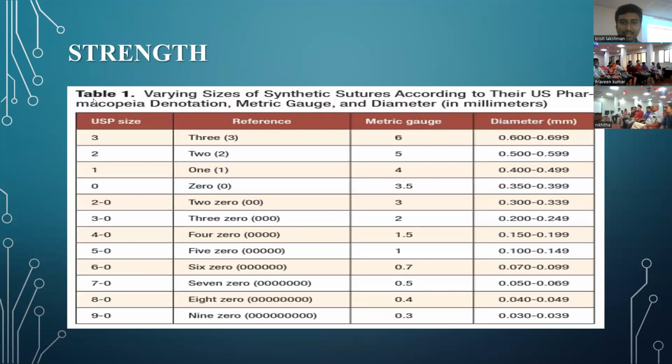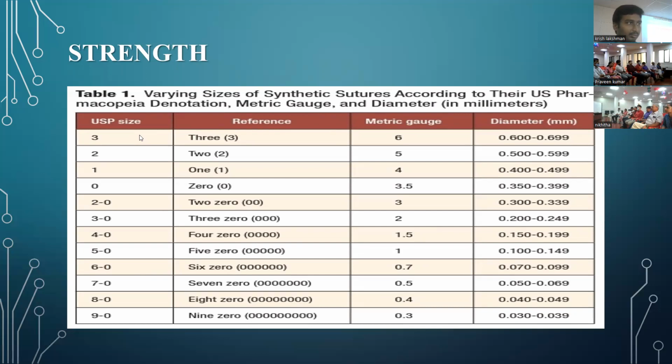As sir explained, it is measured in US Pharmacopoeia denotation. It has 0 as the base, and above 0 the diameter increases, and below 0, that is 2-0, 3-0, up to 9-0, the diameter decreases. 9-0 is the thinnest one and 3 is the thickest one.